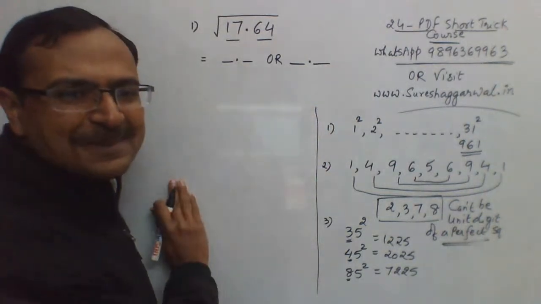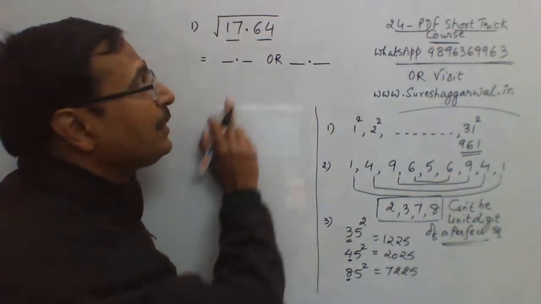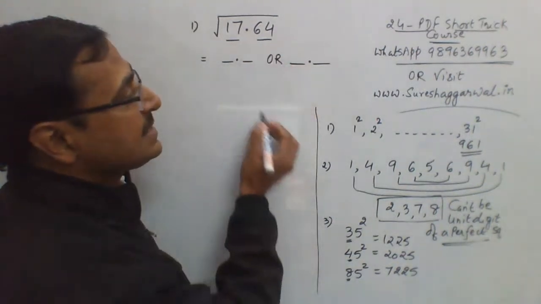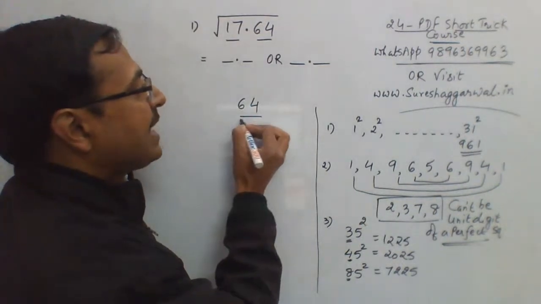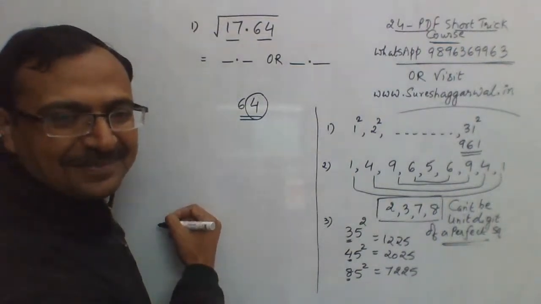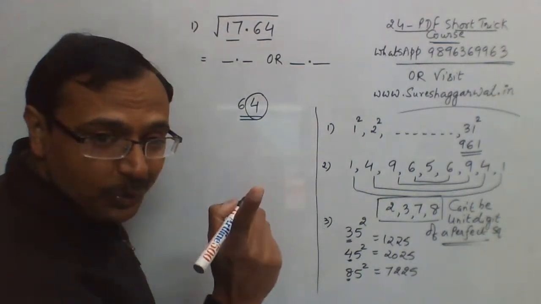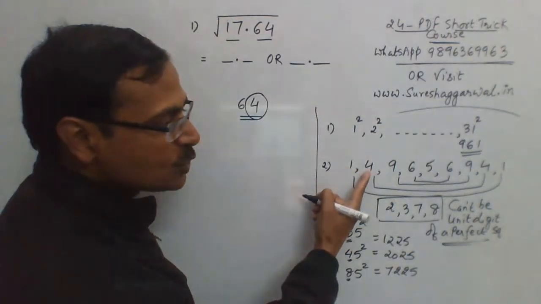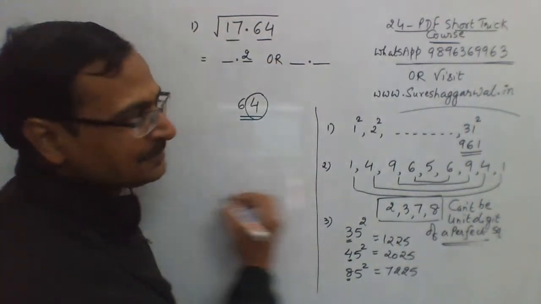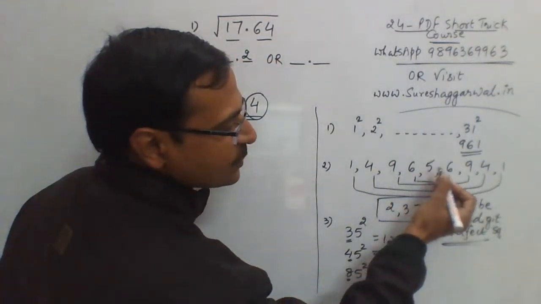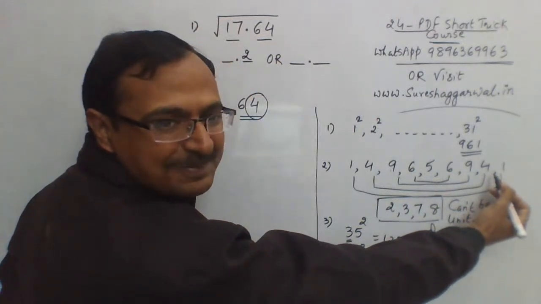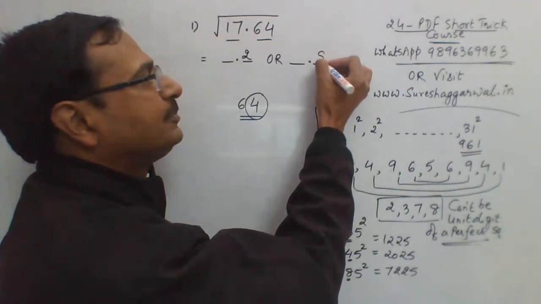Two possible answers. Why? Because this number 1764, the last pair is 64. And this last pair is ending with 4. And which single digit square ends with 4? 1 square, 2 square. 2 square ends with 4. So this digit can either be 2 and 3 square, 4 square, 5 square, 6 square, 7 square, 8 square. 8 square is 64, ends with 4. So this can be 8 also.